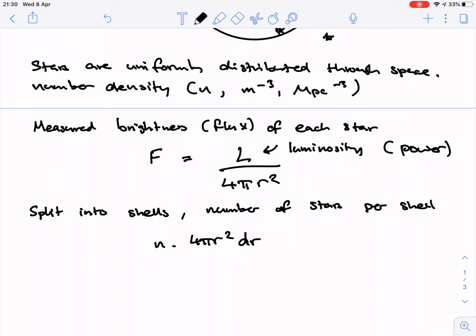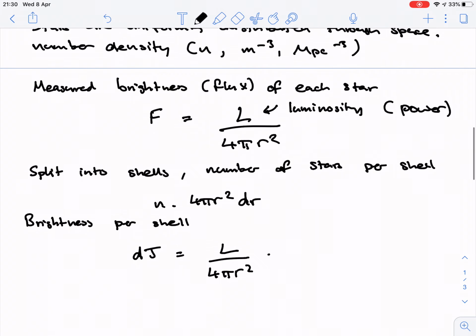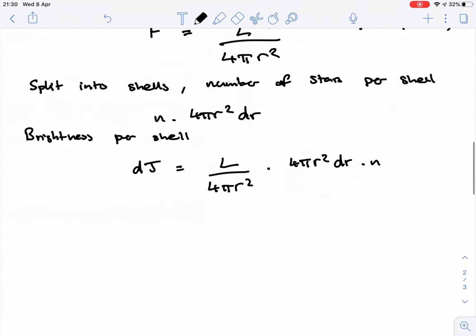And now I can start looking at the brightness of each shell. And I'm going to call that dJ, and that's equal to the flux of each star, L over 4 pi r squared, multiplied by the number of stars that are in that volume. And then I can integrate it.